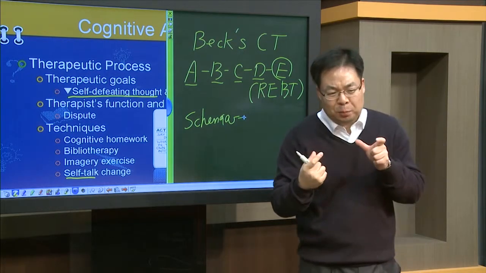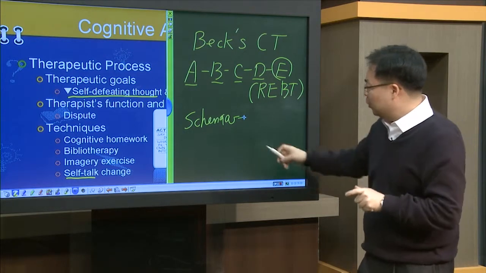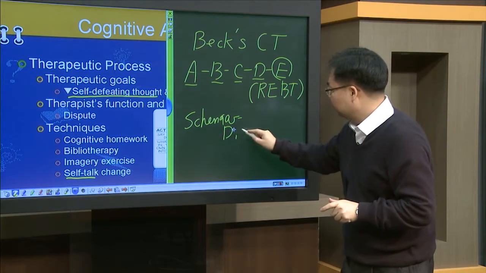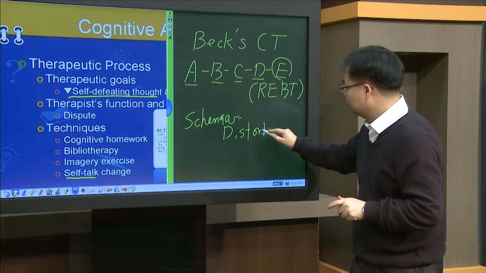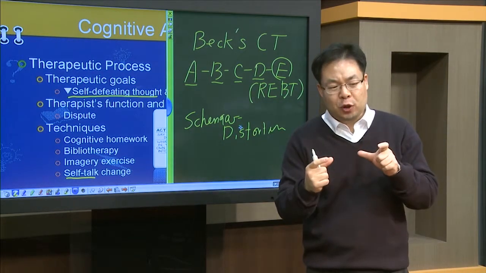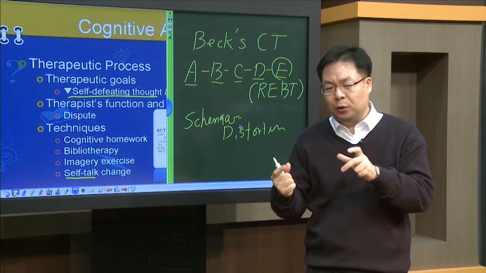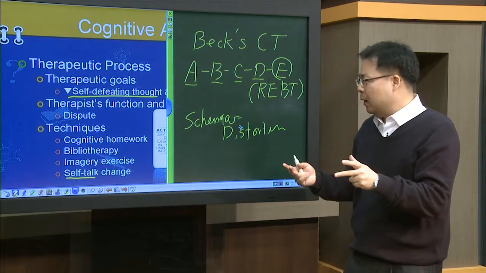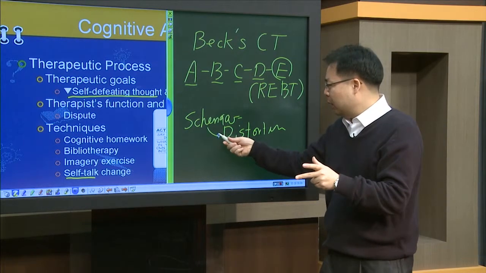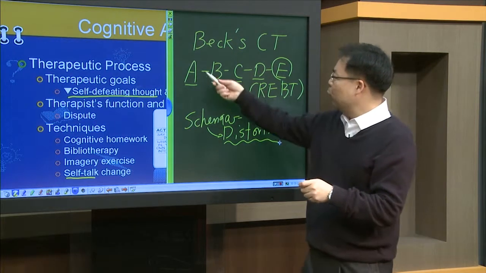So we have a kind of structure of thought, and that one causes distortion. Each person has a structure of thought, and when a client encounters a certain situation, the schema causes a kind of distortion that is related to irrational belief.